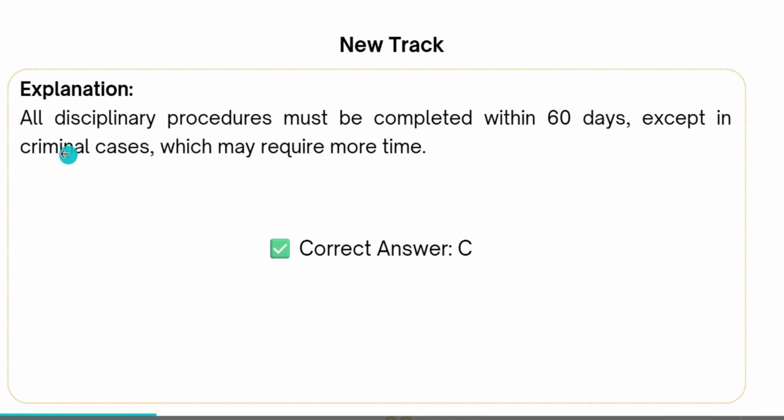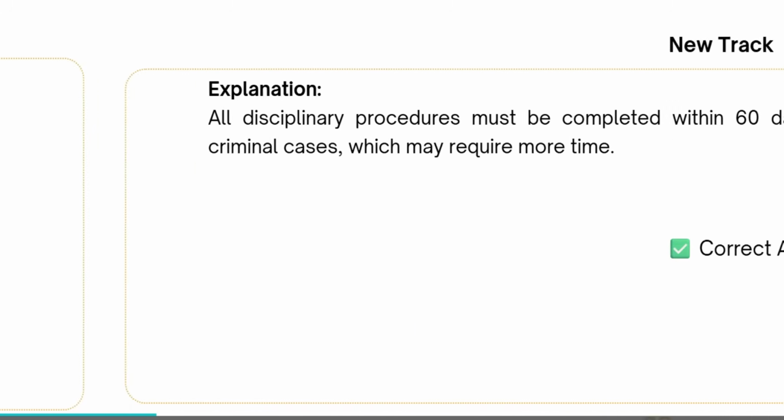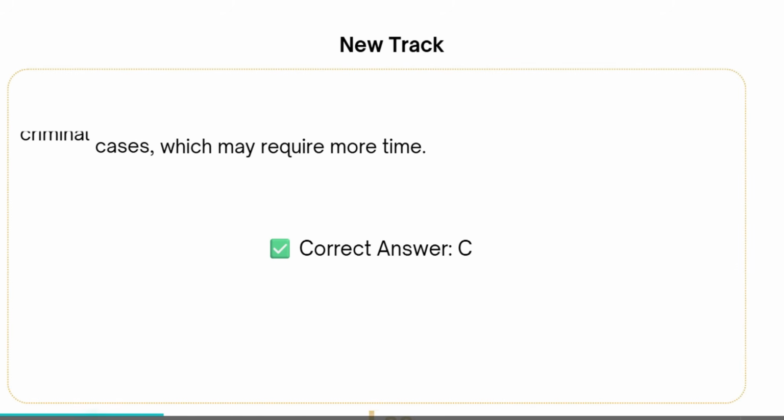The PSR says all disciplinary procedures must be completed within 60 days except in criminal cases, which may require more time. That time will actually be for investigation. So the normal time for all disciplinary procedures should be 60 days.